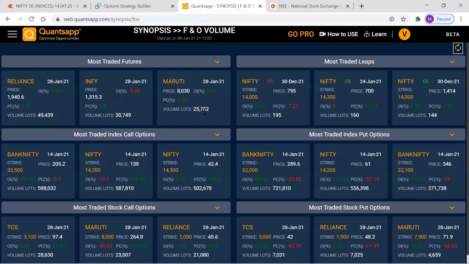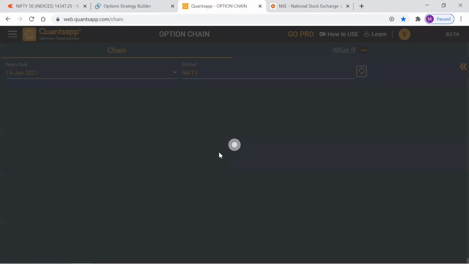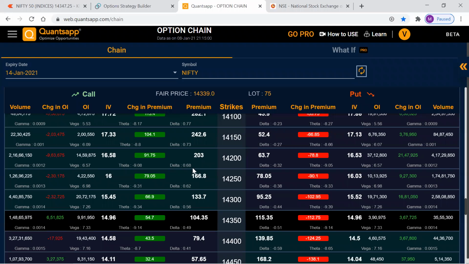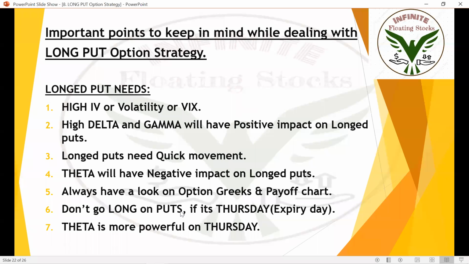Let's get on to the Quants app. Click on option chain here. Look at the delta. You should be choosing deltas which are close to 0.50 or 0.60. So this is delta 0.5, 0.6. You need to choose strikes which have deltas around 0.5, 0.6, more than 0.5. High delta and gamma will have a positive impact on long puts. Remember that point, that's very important.